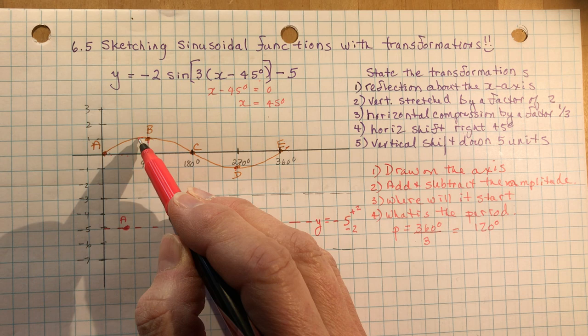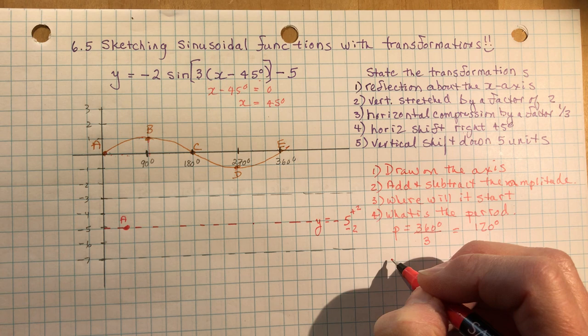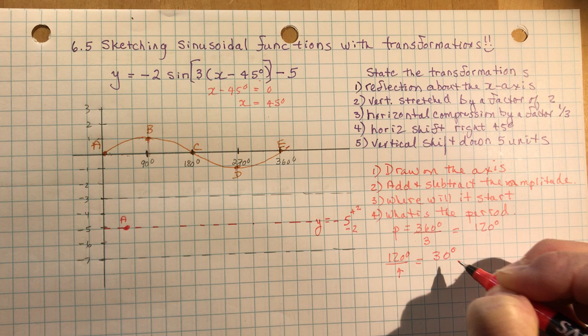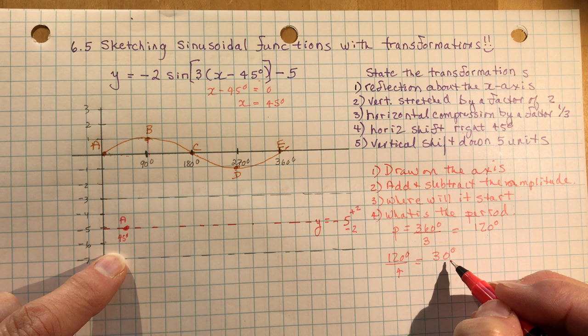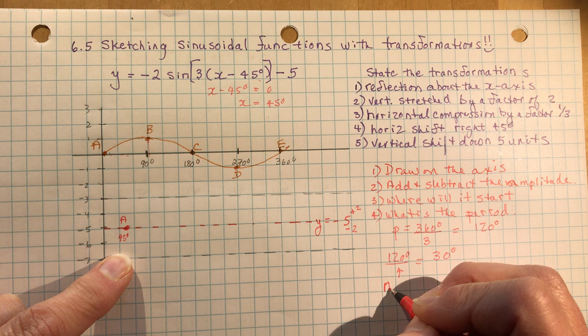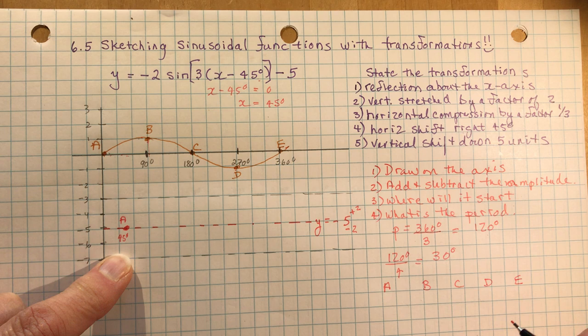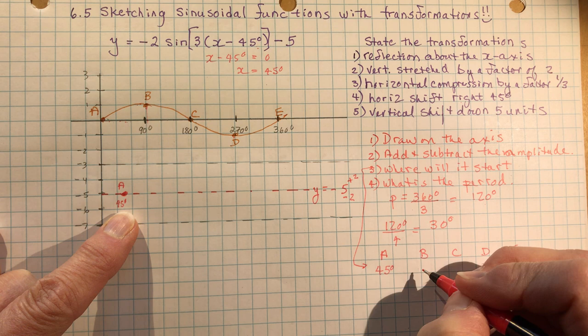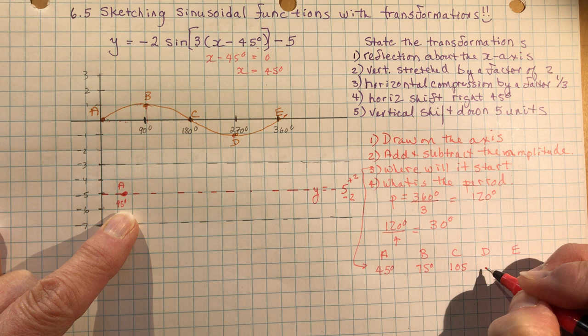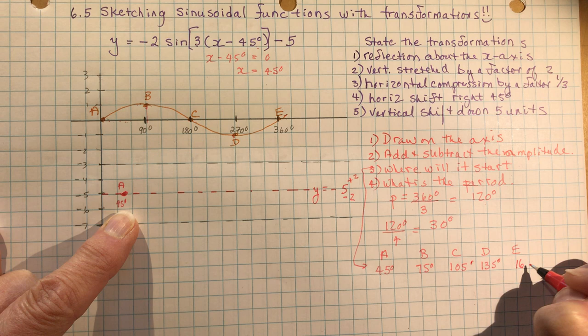So if I know this is 120, if I do 120 degrees divided by 4, that means that every point from here, which is at 45, I'm going to add 30 degrees to get to the next point. So let's write this like A, B, C, D, E. My A is 45 degrees. I determined that already. That's this part here, right? Where do I start? So add 30. 75. Add 30, 105. Add 30, 135. Add 30, 165 degrees.